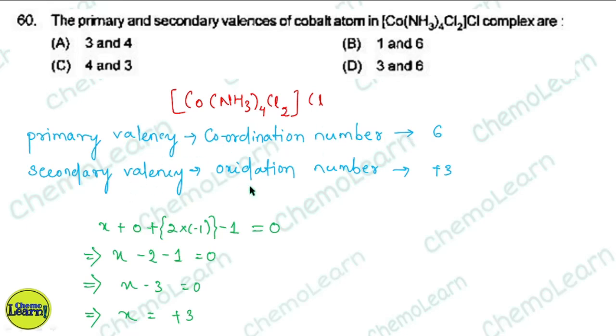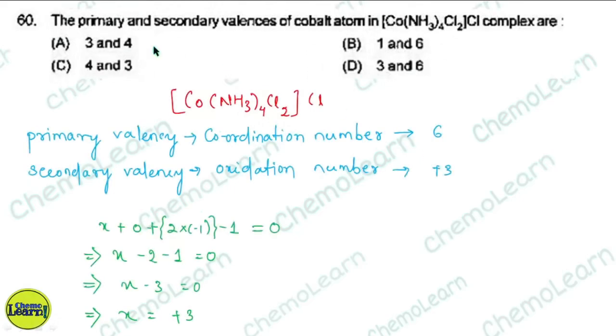Secondary valency indicates oxidation number. So we have to calculate the oxidation number of cobalt over here. So that is why it is X. NH3 is a neutral ligand, so 0, and chlorine has minus 1 charge, so 2 into minus 1 and again minus 1. So it will be equal to 0 because it is a neutral complex. X minus 2 minus 1 equal to 0, X minus 3 equal to 0, X will be equal to plus 3. So oxidation number or secondary valency is plus 3.